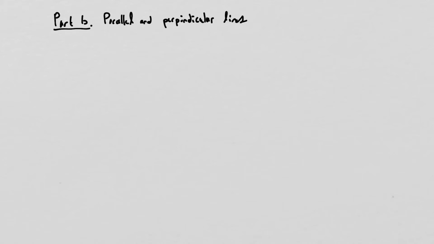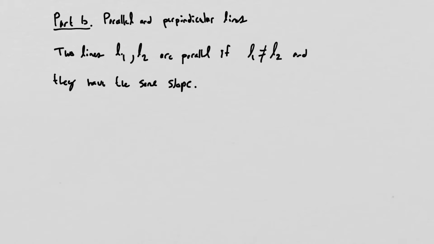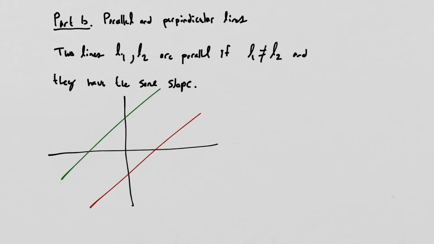In this section, we'll review how to find parallel and perpendicular lines of a given line. We say that two lines are parallel if they're not the same line and they have the same slope. Pictorially, parallel lines look like the following. In this picture, these two lines will never intersect.